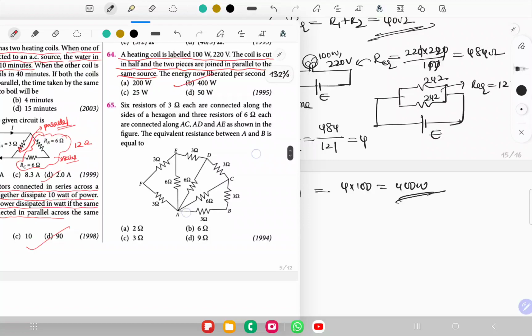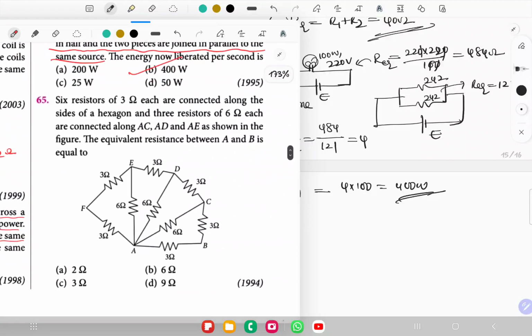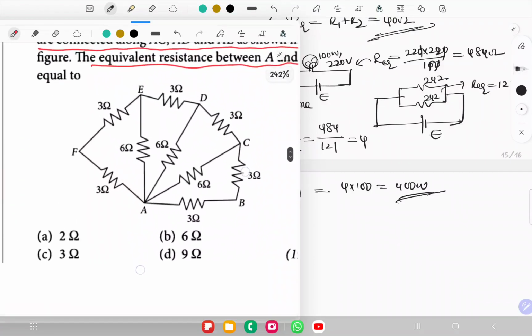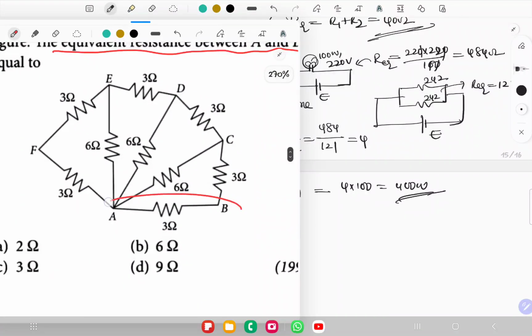Observe this. 6 resistors of 3 ohm each are connected along the sides of a hexagon, and 3 resistors of 6 ohm each are connected along AC, AD, AE as shown in the figure. The equivalent resistance between A and B they are asking. Okay, so I need the equivalent resistance between these 2 points. Let's bring these 2 points outward.